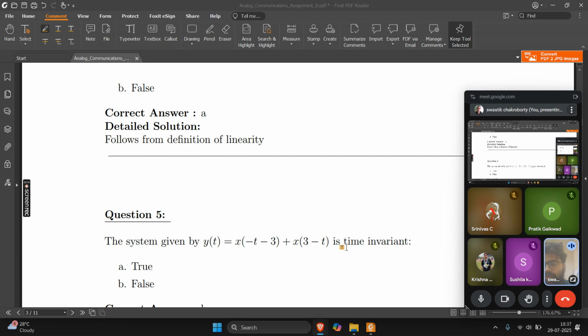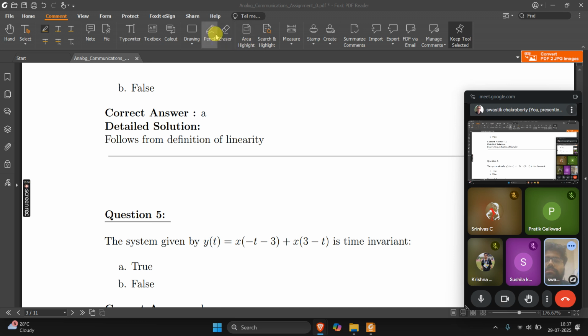Now, a shortcut for you all: if you want to check whether something is time invariant or not in a very simple fashion, you check whether all the expressions involving time are within x or not. If all of them are within x, then it is time invariant. But if some of them are outside x, then it is time variant.